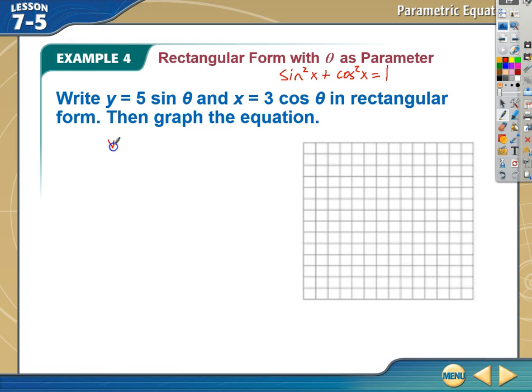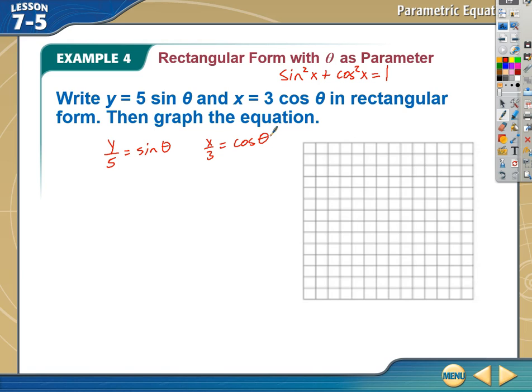So when I do this, I get y divided by 5 is equal to sine theta, because I just divide both sides on this one over here by 5. I come over here to this side, I divide both of these by 3, I get x over 3 is equal to cosine theta.